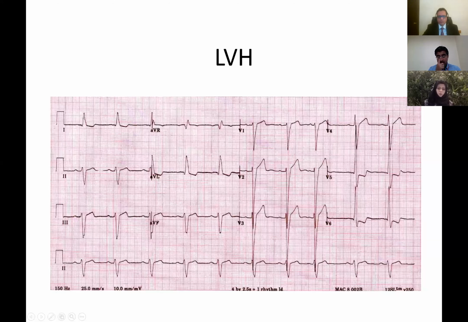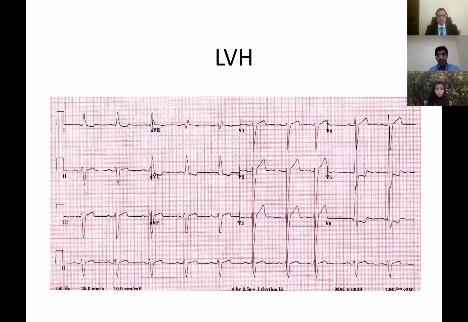I'm not saying that LVH patients do not get inferior MI. They do get inferior MI like other patients. But if your patient is asymptomatic and doesn't present with chest pain or chest pain equivalent, don't be obsessed with this ST segment depression, because this is a normal change with the LVH. If in doubt, you can do serial ECGs.